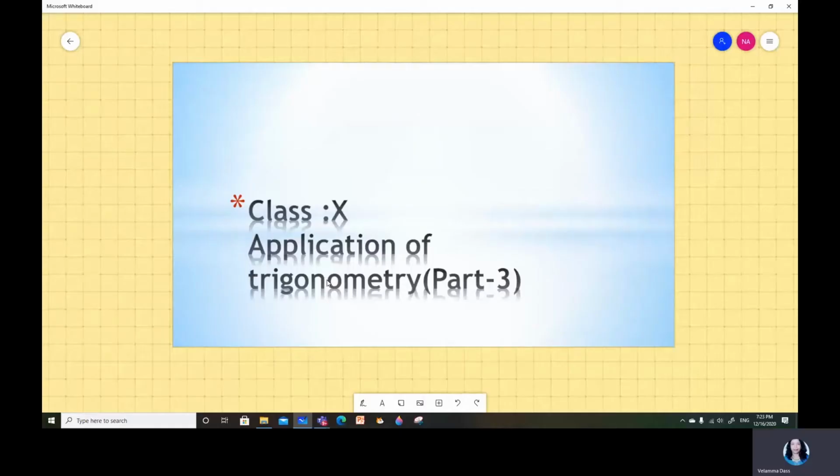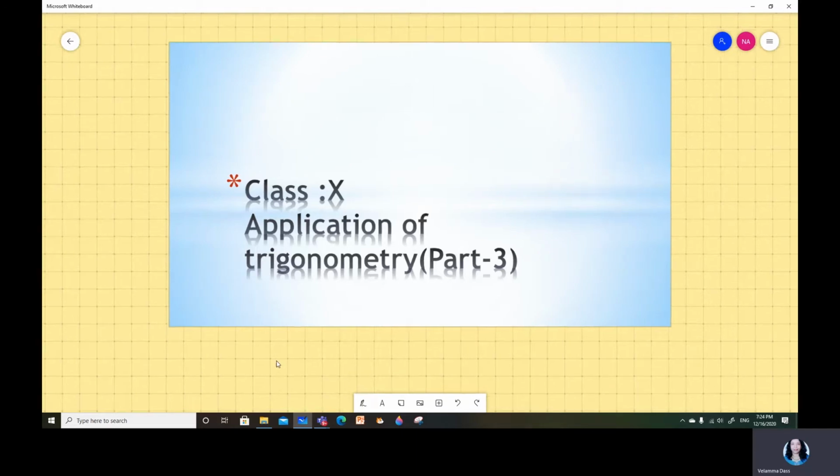Hello all. Let's start with class 10 application of trigonometry part 3. So in part 2 we have seen 3 sums. Let's go to the last sums, very important sums.